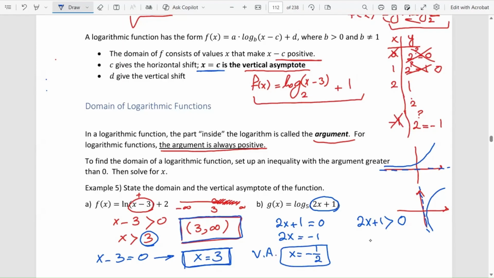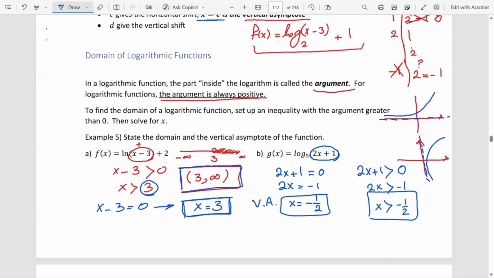And if you isolate the x, x greater than negative 1/2, it's the domain. But we always like to write the domain in interval notation. And interval notation starts from negative 1/2 going all the way to positive infinity, because we only need greater numbers.